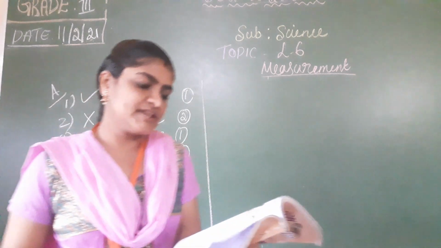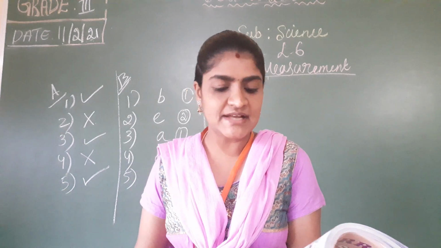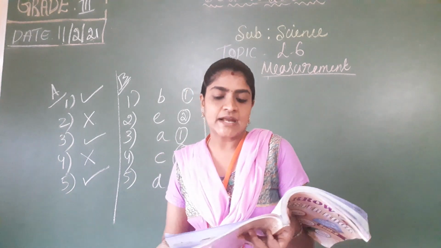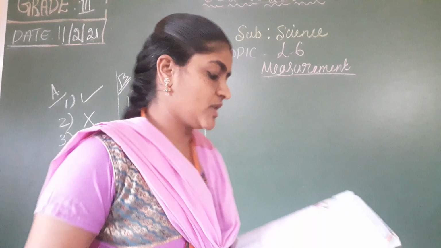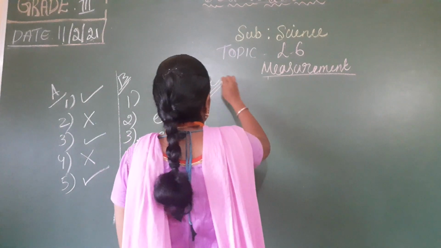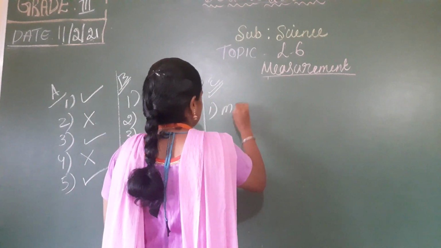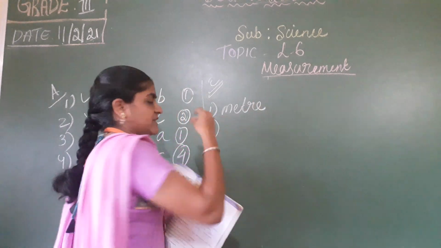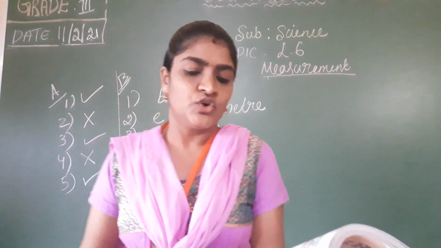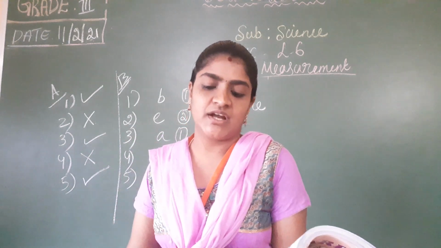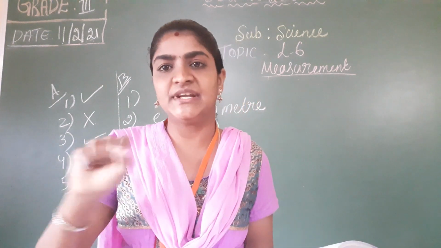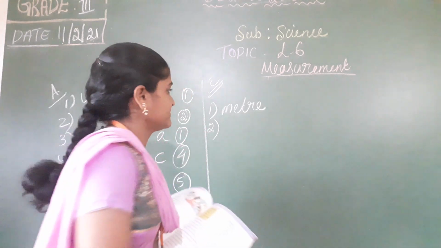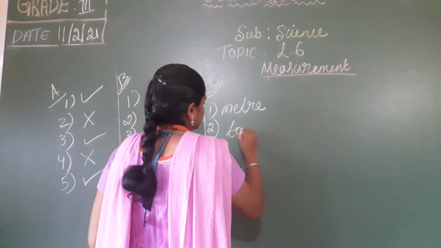Okay. So next, that is C. Fill in the blanks. The first one, the standard unit of length is called a meter. The first answer is meter. M-E-T-R-E, meter. And second one, to measure very large weight, a unit is used. What is it? We call it a ton.